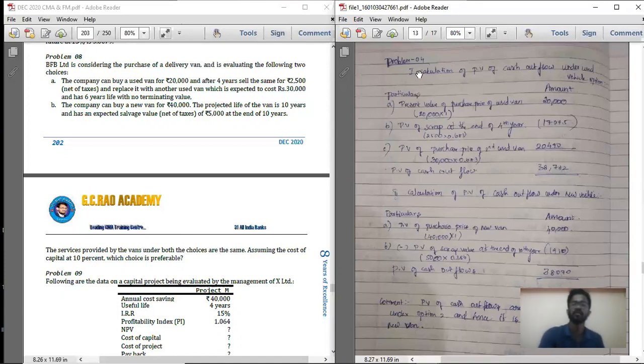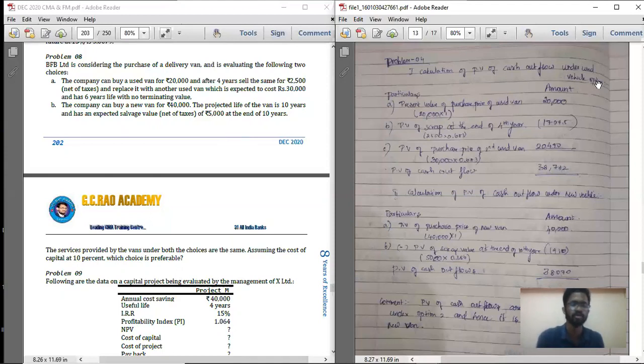Statement 1. Calculation of present value of cash outflow, under the vehicle option. The first option is the used vehicle option, and the second option is the new vehicle option.